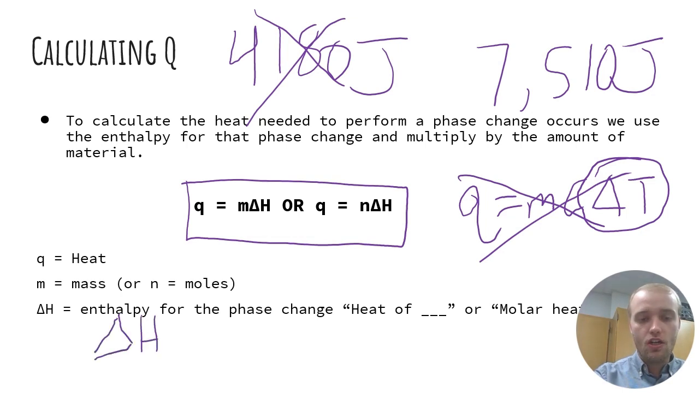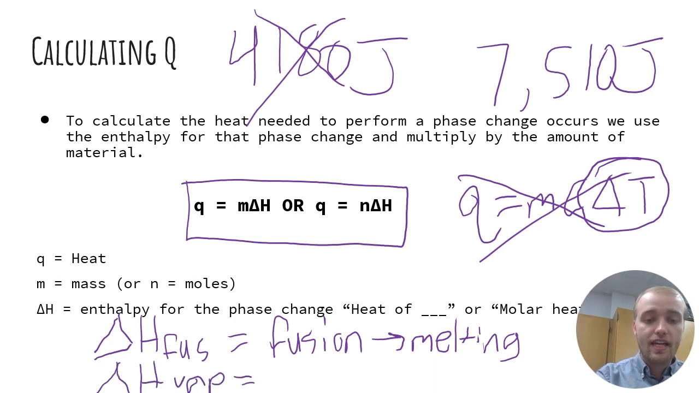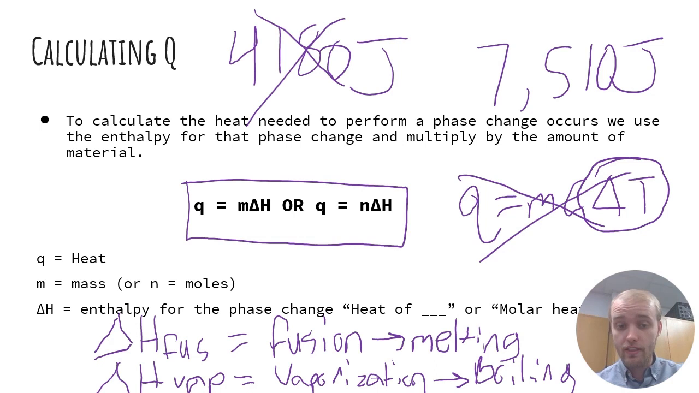You can have a delta H of fus. You'll see that. That's called delta H of fusion. That is used when you are melting or freezing. The other one that you can have is delta H vaporization, and that happens when you're boiling. So you have to use a different delta H depending on whether you're boiling or whether you are melting or freezing. The M, just like in Q equals MCΔT, is still mass.